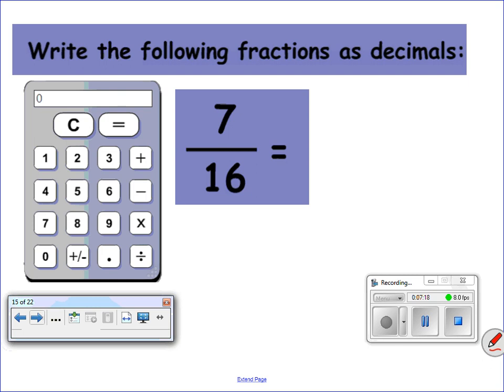This 16 I can't put into 10, 100, or 1,000, so I have to use my calculator. I'm going to go 7 divided by 16 equals, that's my decimal. And I'm going to round it to the nearest hundredth place, so I have 0.4. The 7 is going to round the 3 up to be 44 hundredths.